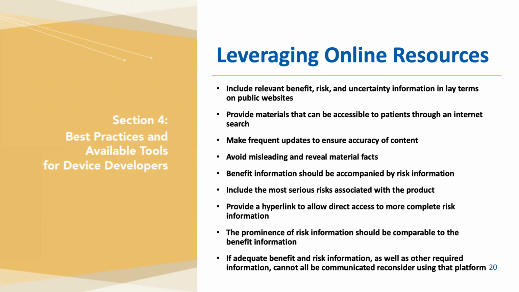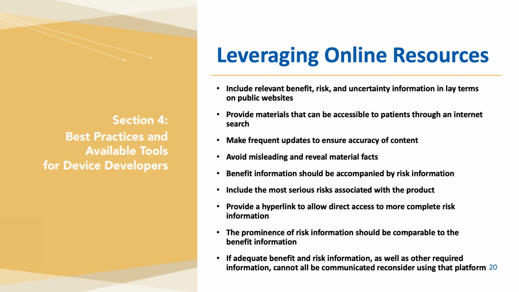Additionally, we talk in the report about ways to appropriately and successfully leverage online resources. So here again are some tips for people to think about. Include all relevant benefit, risk, and uncertainty information in lay terms through public websites, providing materials that can be accessed through an internet search, so making sure they're not buried. Frequently update these materials to ensure they remain accurate, obviously avoiding anything misleading, and making sure that you're providing material facts. Include benefit information with risk information and vice versa.